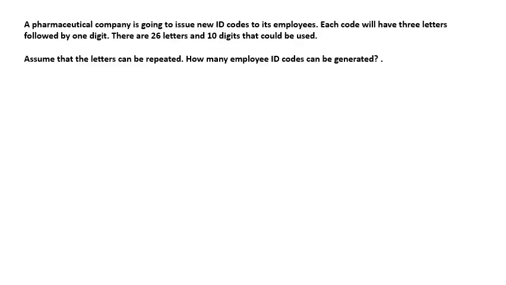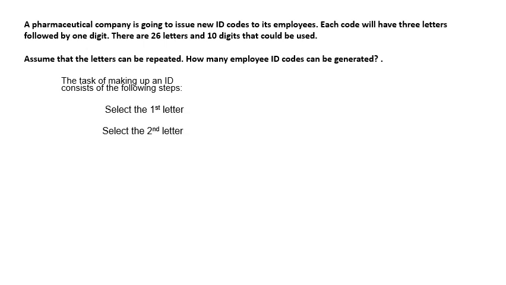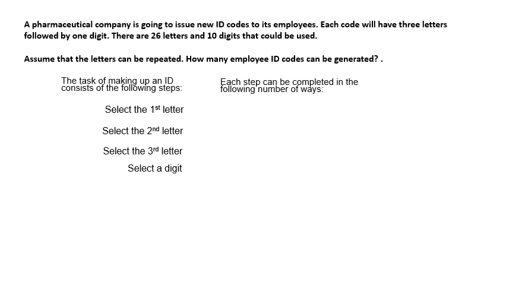Once again, you should read over the problem, pause the video, try it. I'm about to get started. So we need to make up the employee ID codes. So what do we need to do? The task of making up an ID consists of the following. We need to select the first letter, the second letter, the third letter, and then a digit. Each step can be completed in the following number of ways.